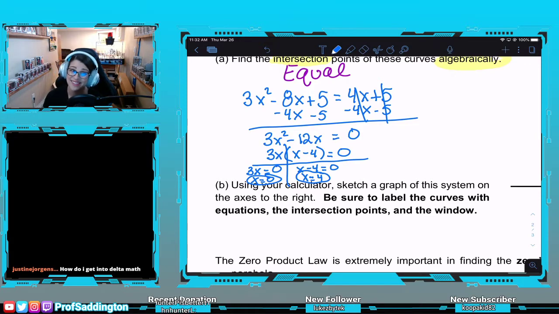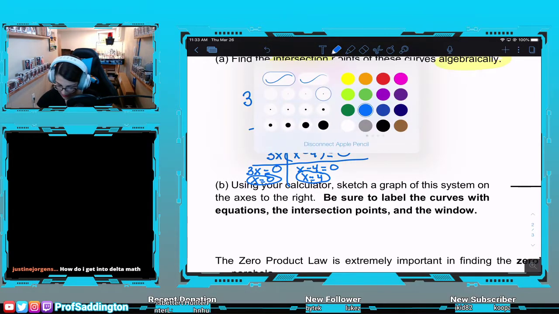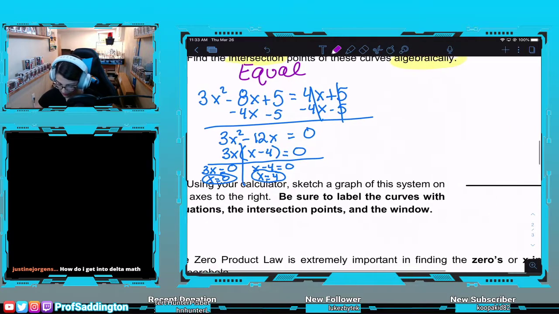Now, I'm not done there because remember, in this case, we're not looking for roots. We want to see where they intersect. So I know that one of the x values is 0, so the point's going to be 0 comma something, and then another point is going to be 4 comma something. So we need to plug this back into one of the equations to see where the point is. Well, the linear one is definitely easier to plug into, less work. So I'm going to pick that one.